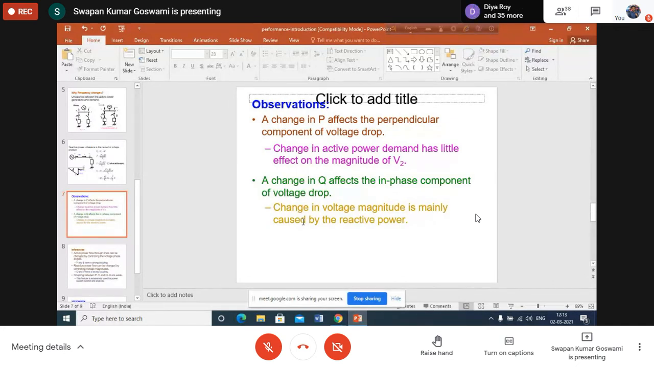what is the phase angle difference? That is not very large. The phase angle difference between the two end voltages of a transmission line is very small, 4, 5, 6, 10 degrees like this. That means the in phase component is mostly responsible for the magnitude of voltage, not the perpendicular component. So change in active power demand has little effect on the magnitude of voltage V2 at the receiving end. A change in Q affects the in phase component of voltage drop.